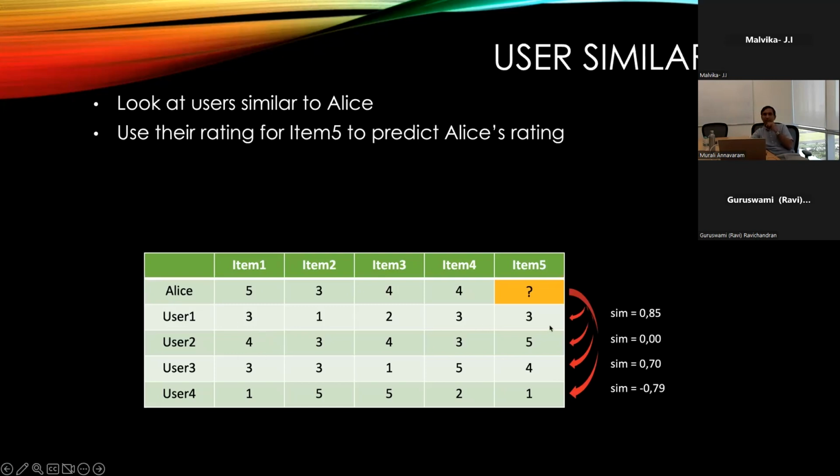easy to see that of all the users, Alice is closest to user 1, and user 1 has rated the movie 5 to be number 3, and therefore one could say that Alice is likely to rate the same movie as number 3. And that's basically what is called the community-based mechanism of learning. And this is based on user similarity, or basically community information that is captured in these systems.